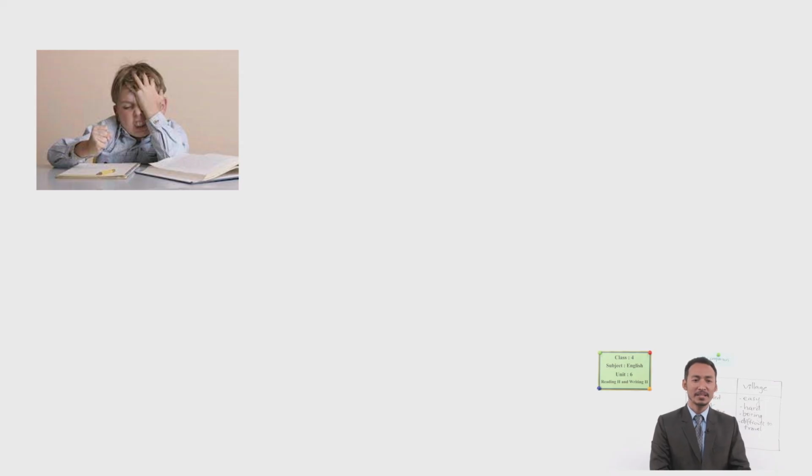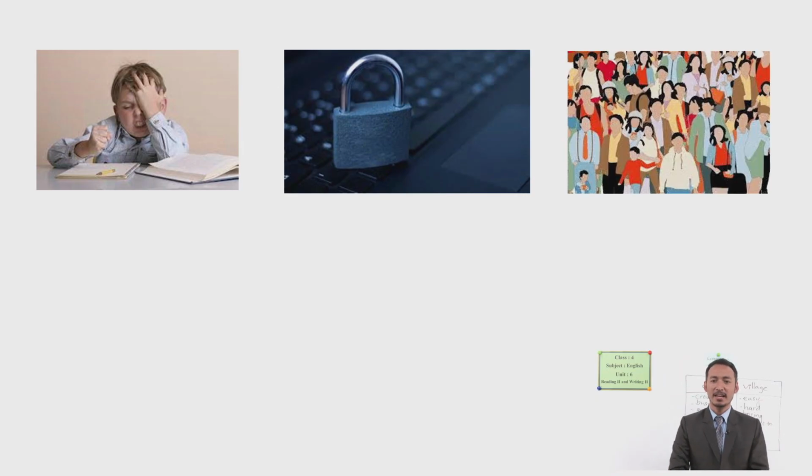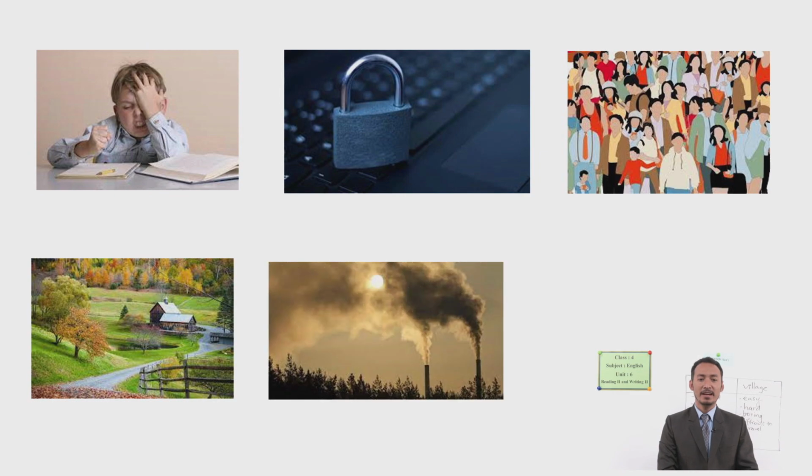Look at this picture. How is he feeling? And look at this object. What is it? What does it mean? And look at the people here. What do we call them? And look at the scenery here and this one. So we have learned the words, similar words for these pictures. Now can you remember?